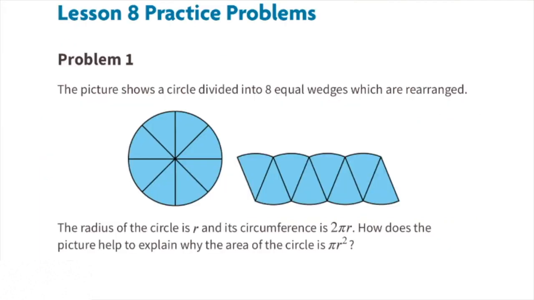Open Up Resources, Illustrative Mathematics, 7th grade, Unit 3, Lesson 8, Relating Area to Circumference. Problem number 1. The picture shows a circle divided into 8 equal wedges, which are rearranged. The radius of the circle is r, and the circumference is 2 times pi times r. How does the picture help to explain why the area of the circle is pi r squared?